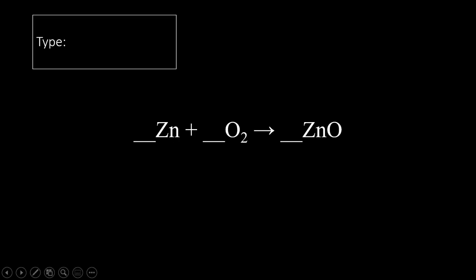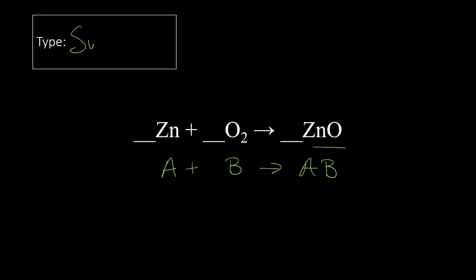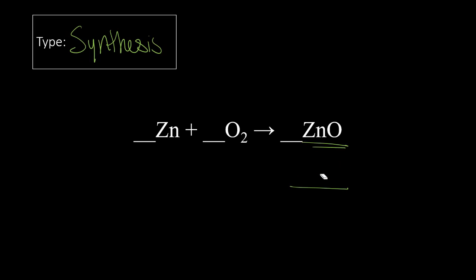All right, we have 2 more. This one is, let's start with identifying. I have zinc plus oxygen makes zinc oxide. Hopefully we can see that's an element plus another element to make a compound. So that is a synthesis reaction, right? Element, element, compound. Element, element, compound. So now that we've identified it as synthesis, we can go ahead and do our balancing.